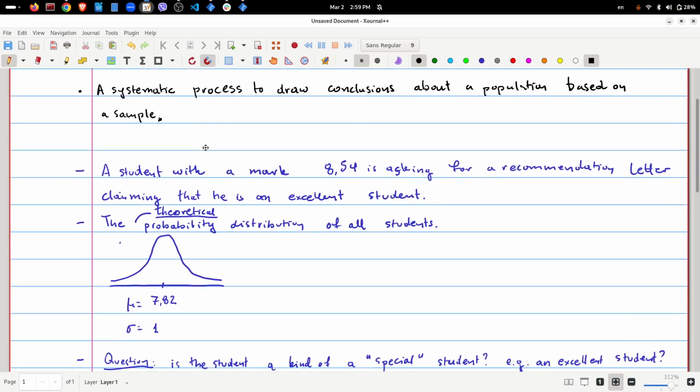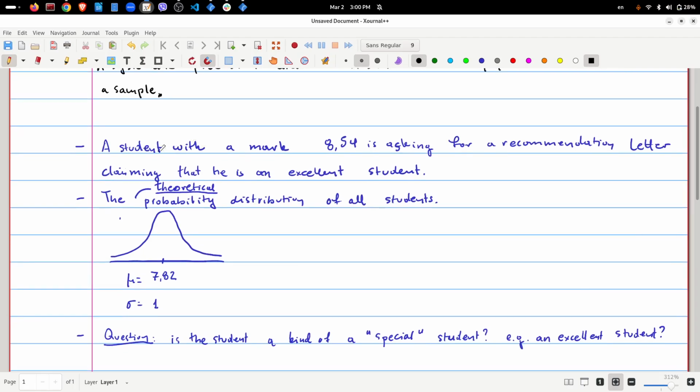is the following. There is a student with a mark of 8.54 out of 10 who is claiming that he is an excellent student and therefore he is asking for a recommendation letter. This is something given, and something else that is given is that I know the theoretical, I underline this word, the theoretical probability distribution of the average marks of all students.